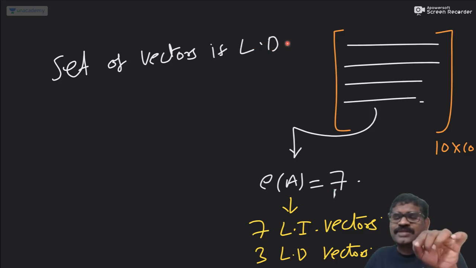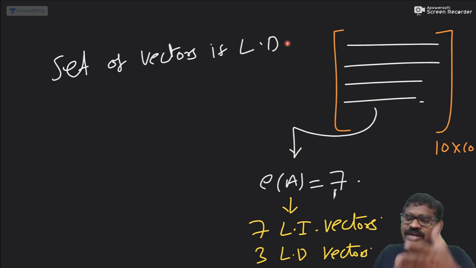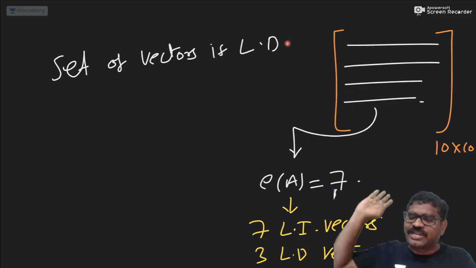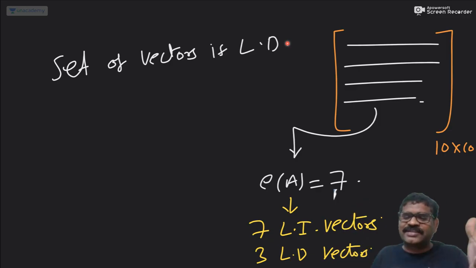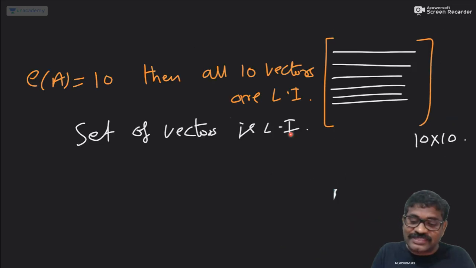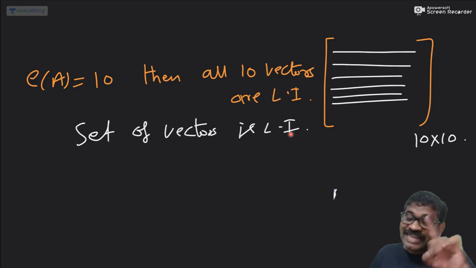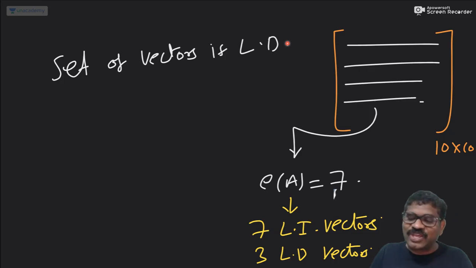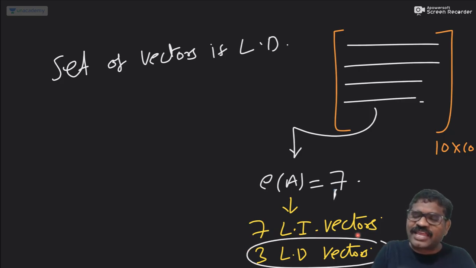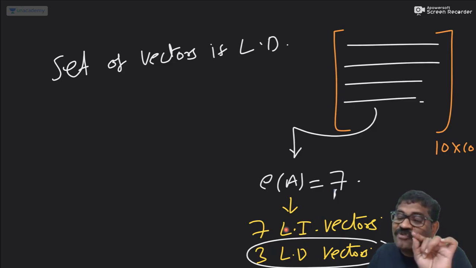Here, some students get confused. Sir, you already told that rank is 7, so 7 are linearly independent, but you have written here the set is linearly dependent. In the previous case, the matrix is 10 cross 10, all 10 are linearly independent because rank is 10. There is no dependent vector in your set. That's why the set is independent. But here you have 3 linearly dependent vectors. Even one linearly dependent vector in your set makes the set called dependent.